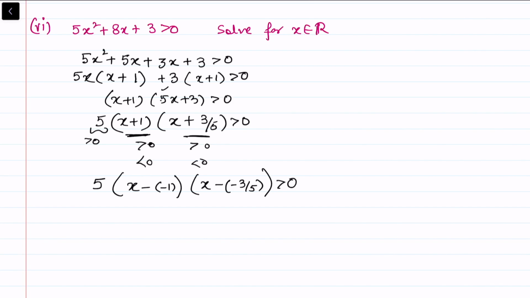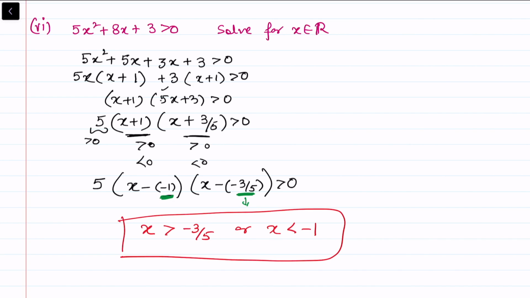Now compare which is bigger and smaller. We have minus 1 and we have minus 3 by 5. The bigger term is minus 3 by 5 because it is minus 0 point something. So we will say the answer is x is bigger than minus 3 by 5 or x is smaller than minus 1. This is the answer of the given problem.